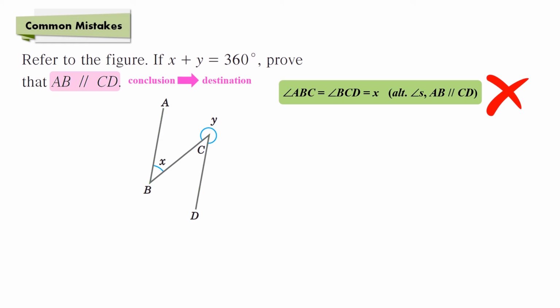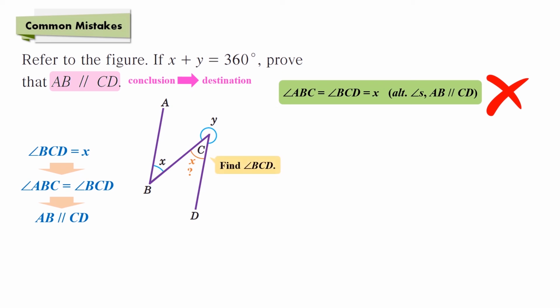Let's get back to the question. To solve this type of question, we can think backwards. If we want to have AB parallels CD, we should have angle ABC equals angle BCD. So, if angle BCD equals x, it will be good, because we can use the reason, alternate angles equal, to prove AB parallels CD. Let us find angle BCD now.